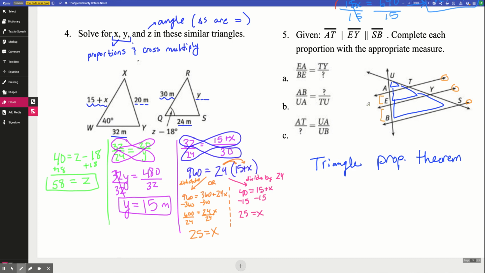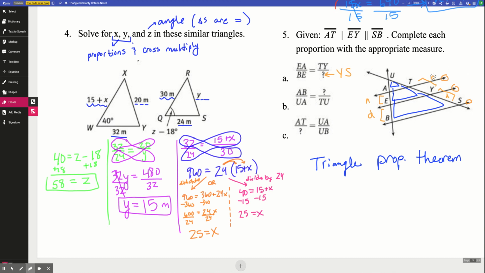So it has to be the same. So this was the numerator and this was the denominator, right? So it has to be the same on the other side. So TY is the numerator, so that means YS has to be the denominator. So this question mark right here is YS, okay?